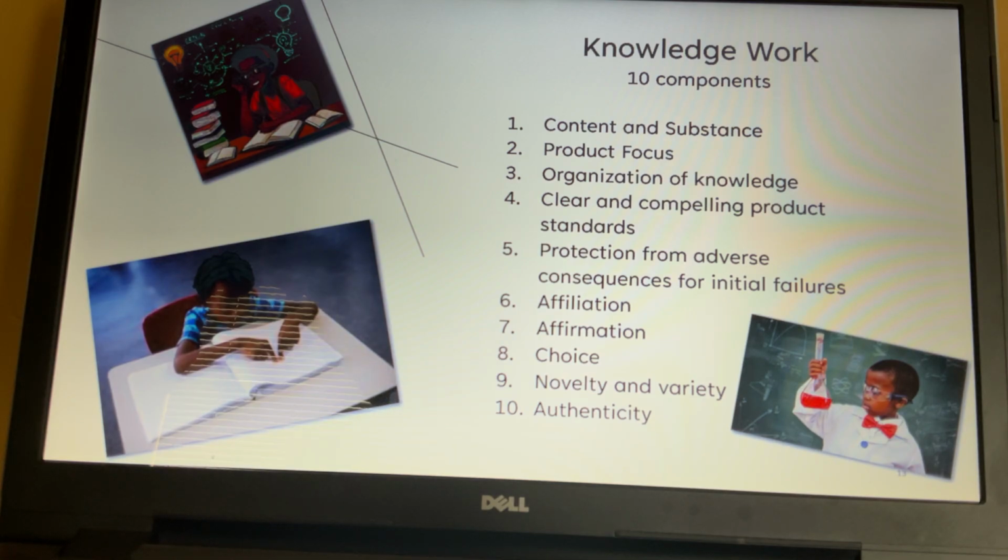And of course, the last one is it should be authentic. Whatever we're teaching should be true and real and authentic, and the kids know that.